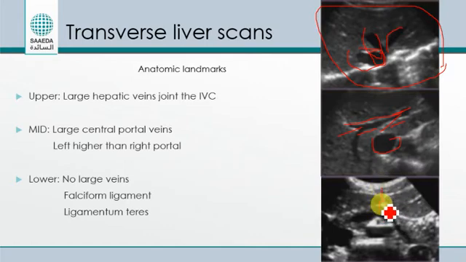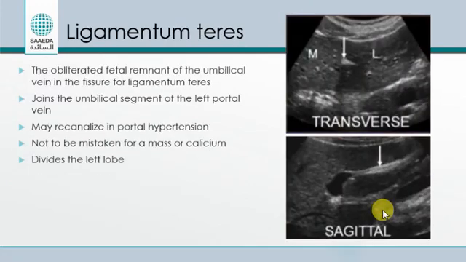And in the more caudal part of the liver, you see usually this echogenic part is the falciform ligament. The falciform ligament has the ligamentum teres at its end. And ligamentum teres means literally the round ligament. There are many round ligaments in the body. In the liver, there is the ligamentum teres that is in the lower aspect of the falciform ligament.